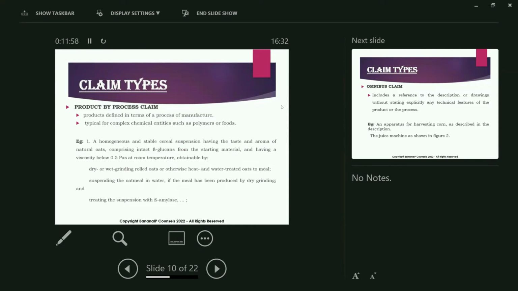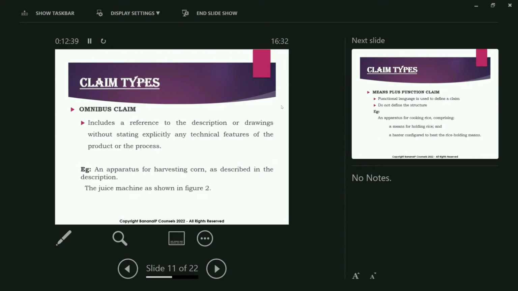So herein we have explained with an example, that is a homogeneous and stable cereal suspension having the taste and aroma of natural oats, comprising intact beta glucans from the starting material and having a viscosity below 0.5 Pa·s at room temperature, obtainable by. So here we are defining the product by a process. The next, obtainable by dry or wet grinding rolled oats or otherwise heat and water treated oats to meet. So this is basically a process. So here we are trying to claim for the product which is defined in terms of a process or process of manufacture.